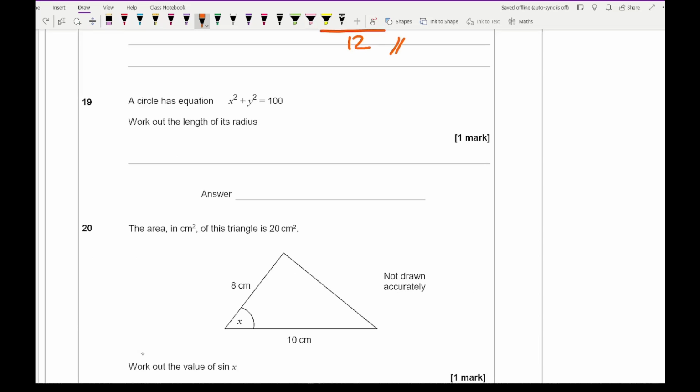Work out the length of the radius. Well, the equation of a circle is this. So r squared equals 100. So r is going to equal 10.